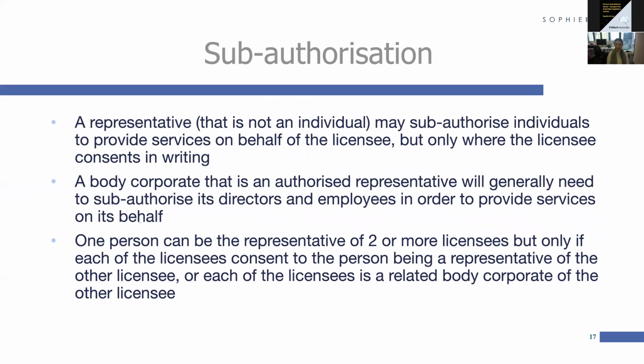So a representative that is not an individual can sub-authorise individuals to provide services on their behalf under the licensee, but only where the licensee has consented in writing. A body corporate that is an authorised representative would generally need to sub-authorise its directors and employees in order to provide services on its behalf. And that's included under the Corporations Act, that these individuals must be appointed. So one person can be a representative of 2 or more licensees, but only if each of the licensees has consented, or that the 2 licensees are related body corporates.